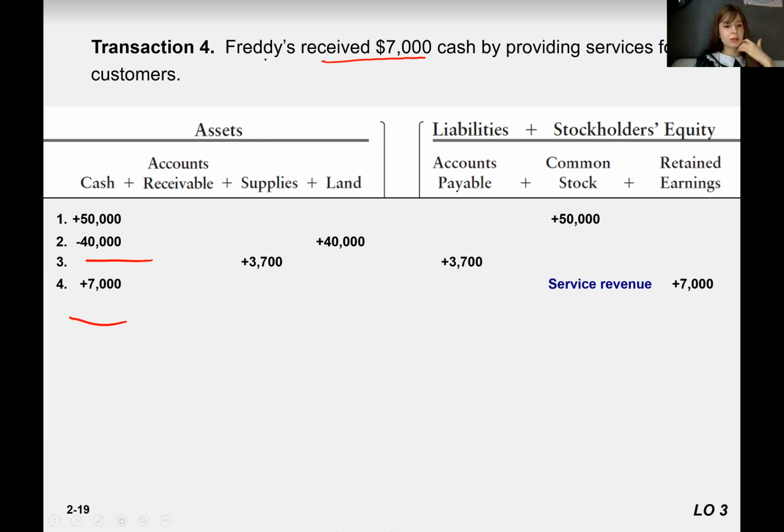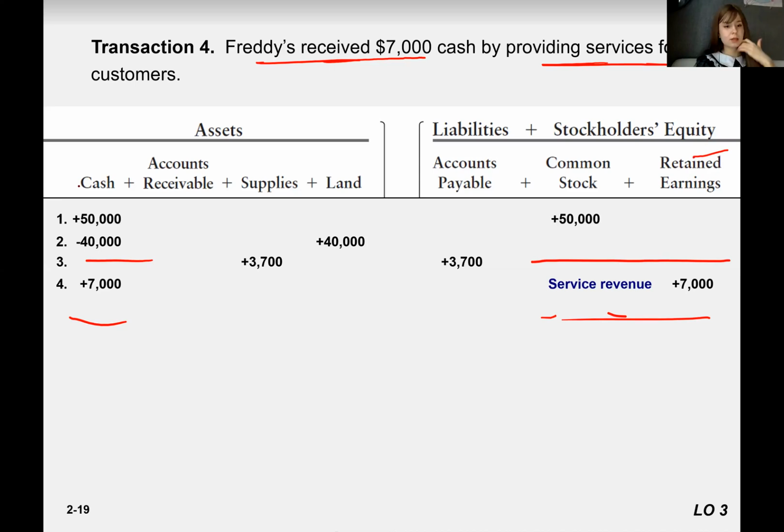And since Friday received cash against services provided, Friday is an auto repairing service company, so their main sale is service repairs, right? So it means 7,000 belongs to their sales. So sales belong to retained earnings.